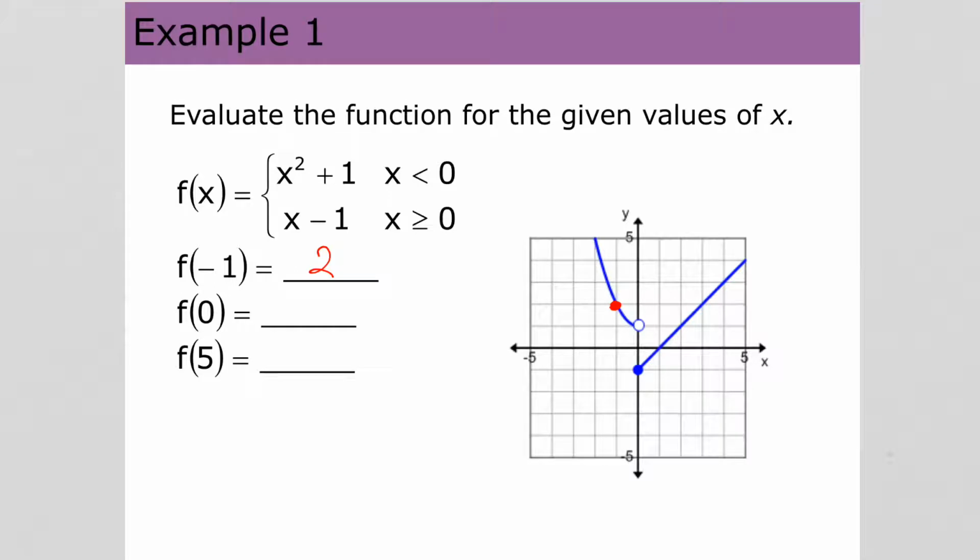Next, f of 0. What is f of 0? Well, f of 0 looks like it's in two spots, but we can't use the top one because it's open. It's not included. Only this one is included. So f of 0 is negative 1. And then f of 5, what is y when x is 5? You can see here that it is 4.